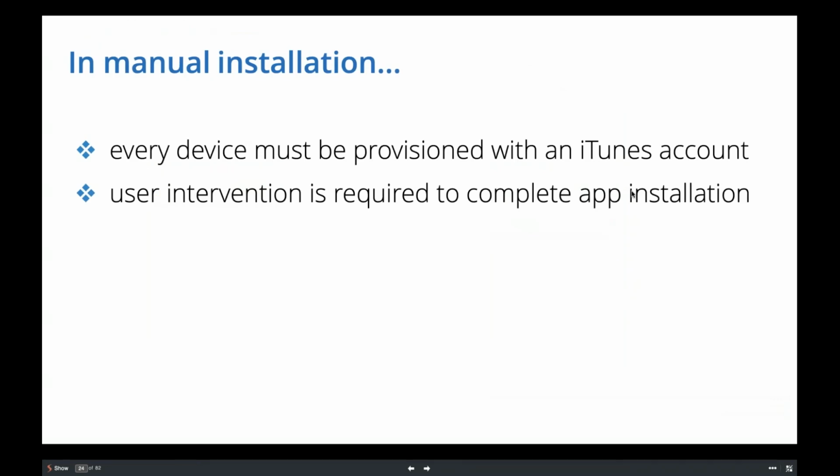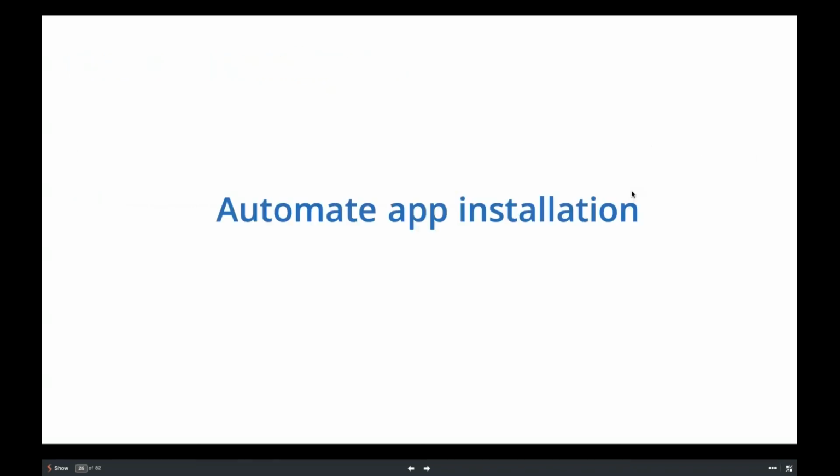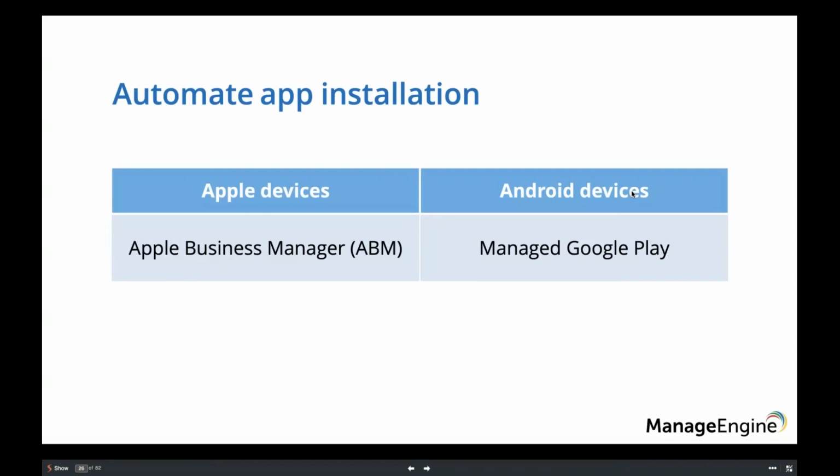In our personal devices, we would have our iTunes account and our Gmail account present over there. And when an admin distributes the app, using that account, we can install it on the device. But this requires some user intervention and also an account to be present on the device itself. What if you'd like to automate this particular process? That's where our automated app installation methods would come into play.